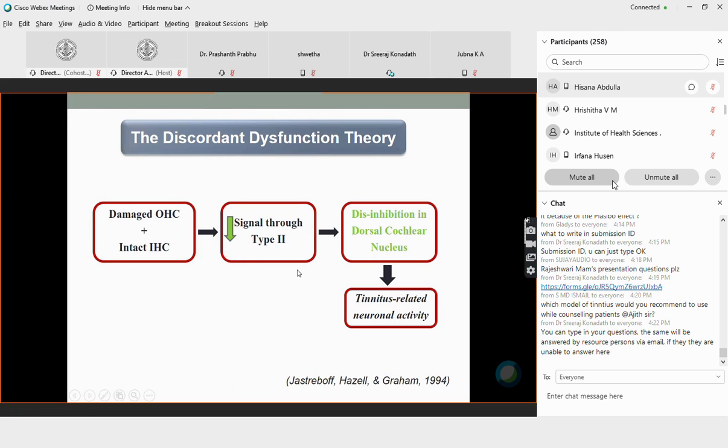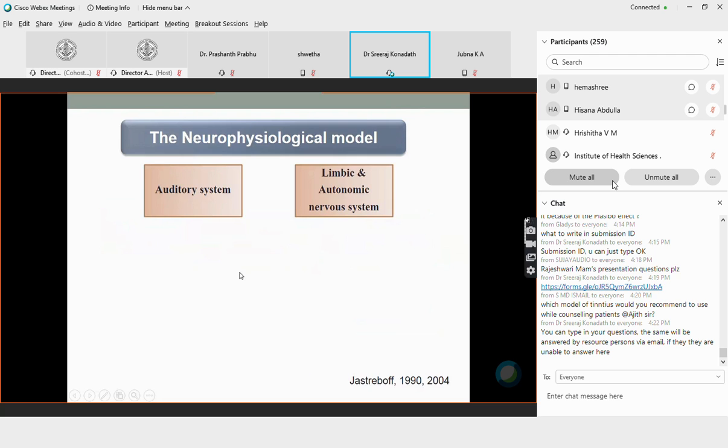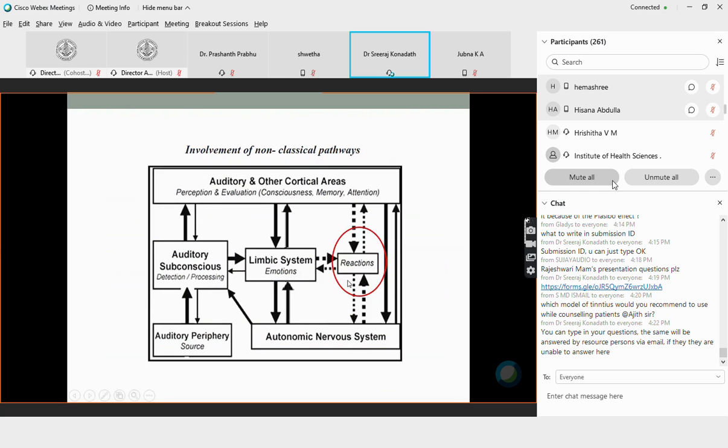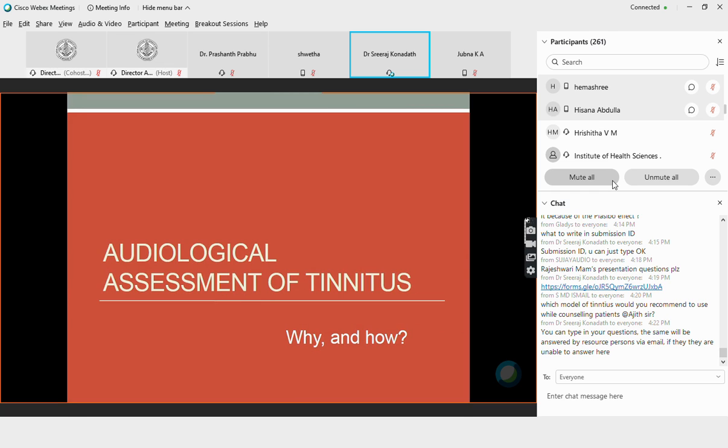And the discordant dysfunction theory was explained by Dr. Ajit. There is disinhibition at the dorsal cochlear nucleus. And the neurophysiological model was again explained by both of them, so I'm not going into detail at all. Here you have to remember that the reaction that is generated is one of the major keys for generation of tinnitus in any individual. So with this, I will move to assessment, why and how.